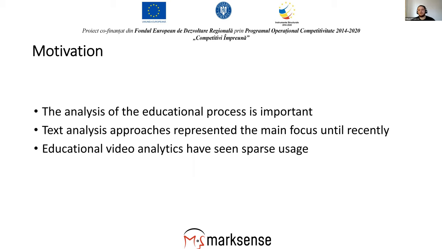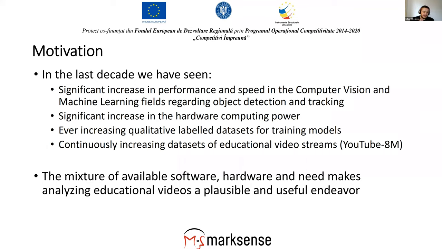Most of the approaches until today were mostly based on text analysis, such as courses or forums and so on. And there has been a very sparse usage of analyzing educational videos. The main obstacle for the sparsity of video analysis is mainly due to the fact that there were very few models, and not very reliable ones, for object detection and tracking. So it was pretty hard to process images. Also, the computational power was reduced compared to these days.